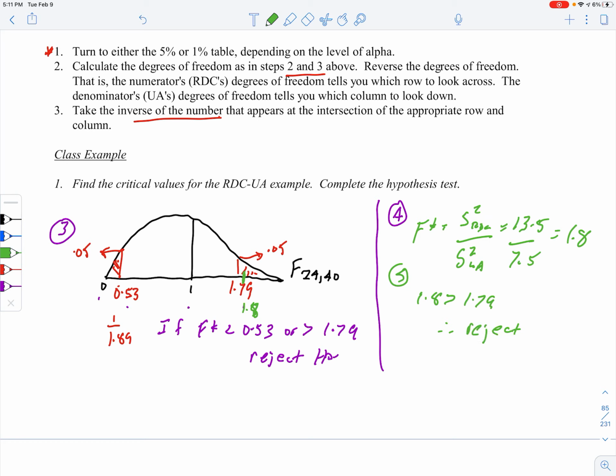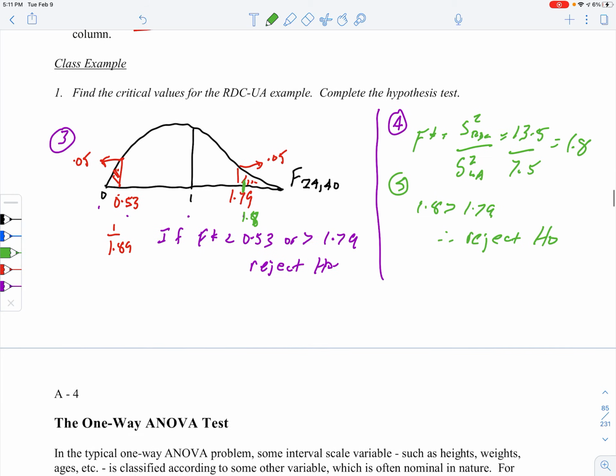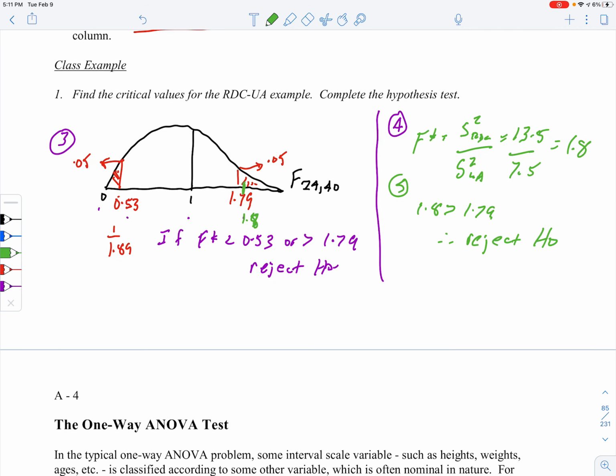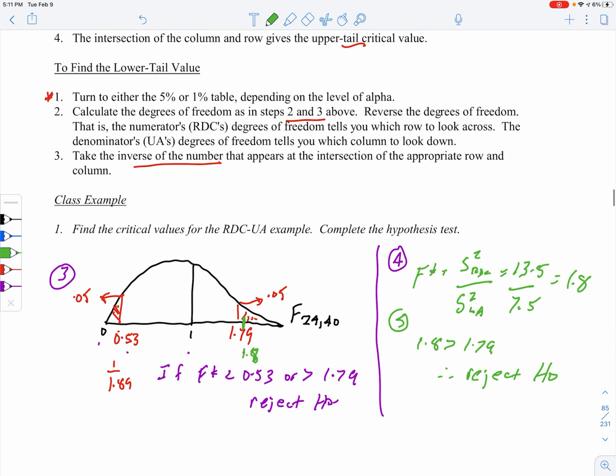And what that's telling us then is that RDC students have a significantly higher variance in ages than U of A students. So that's where we're going to end this one. We're going to then use the F-test in a very specialized kind of problem called the one-way ANOVA test. So that's the next thing that we'll look at.